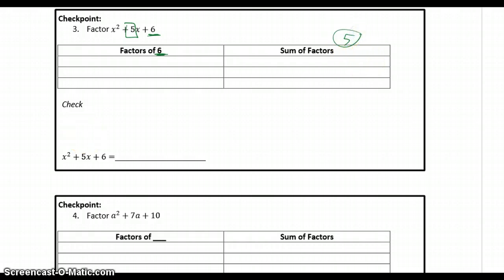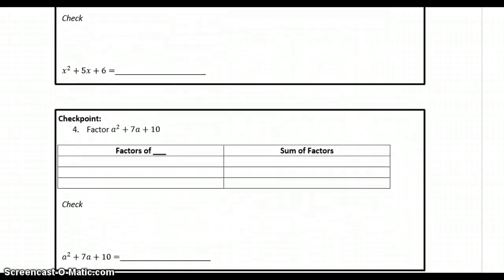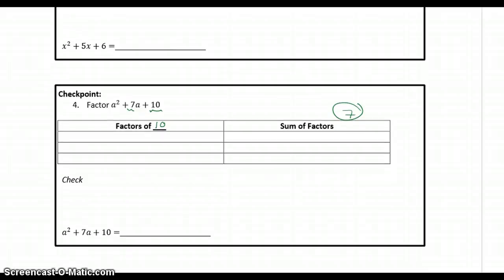And check your work. And on number 4, you are trying to find the factors of your last term, 10, and you want the sum of those factors to give you your middle coefficient here of 7. And again, check to make sure that the polynomials that you find do in fact multiply together to give you the original polynomial.